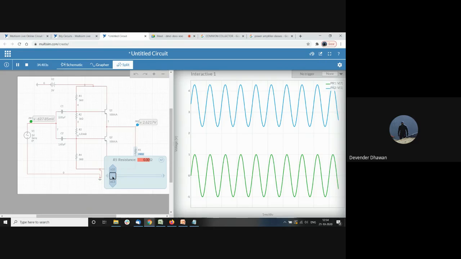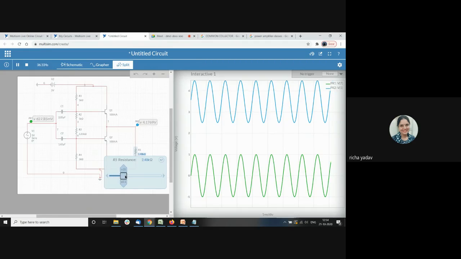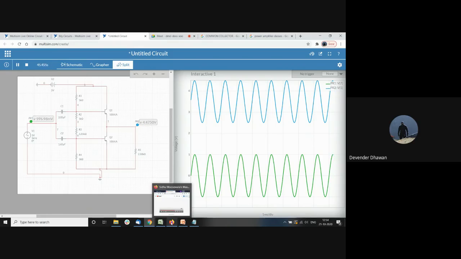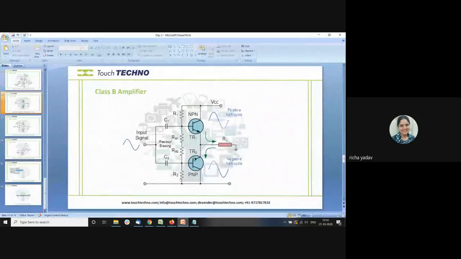Excuse me, sir. Yes, ma'am. Sir, you have used one NPN transistor and one PNP. Yes, ma'am. They should be identical or complementary, sir? Complementary, ma'am. Okay, sir. Like you see in class B, we use one NPN and one PNP, so complementary. Like you can see here, working wise, this will give you the positive cycle, and from here you will get the negative cycle, which makes a complete cycle around this RL.